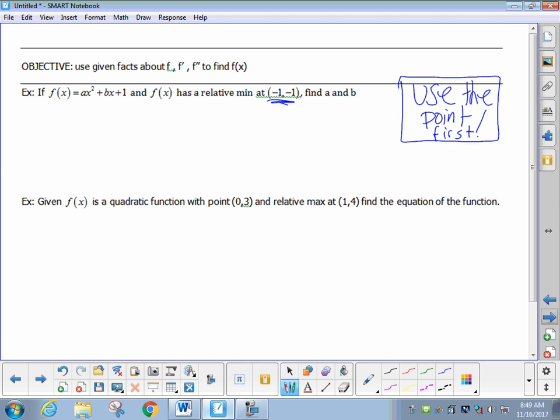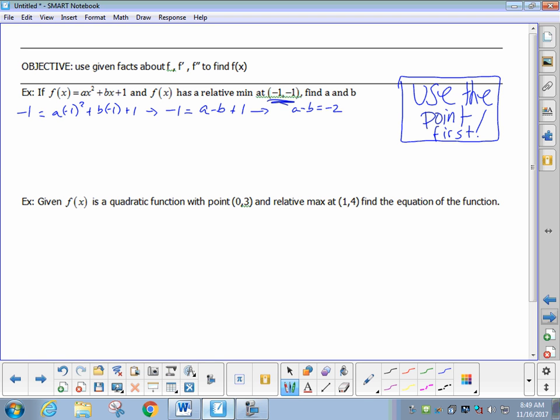And because of that, when I put -1 in for x, it comes out to be negative 1. That right there is a relationship already. The minute they give you a point, they're giving you a relationship. Negative 1 equals A minus B plus 1. Or even simpler, A minus B equals negative 2. Are you with me so far? Okay, use the point first, then get into the calculus.